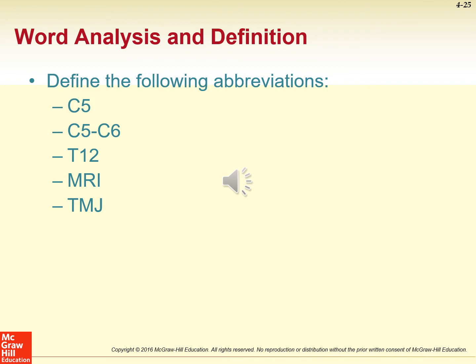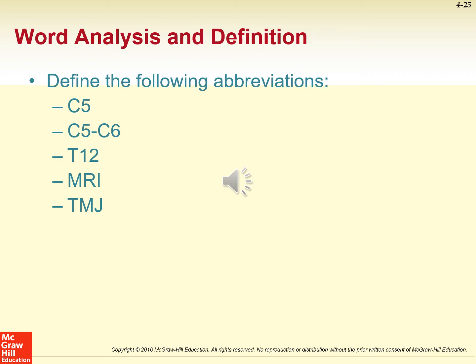So C5 is the fifth cervical vertebrae. C5-6 is the intervertebral space. Remember, intervertebral: inter means in between, vertebra, and then al, pertaining to. So intervertebral is pertaining to in between the vertebrae. So C5-6 is the intervertebral space between the fifth and the sixth cervical vertebrae.